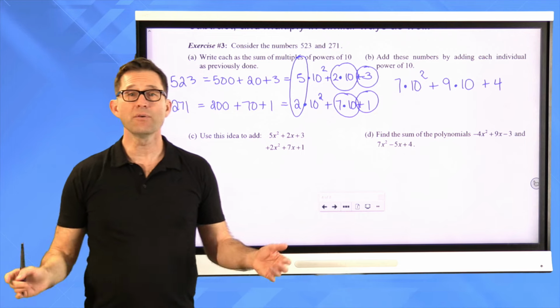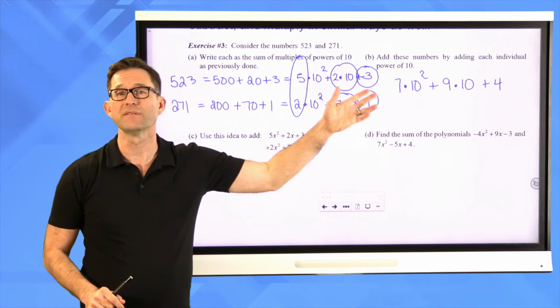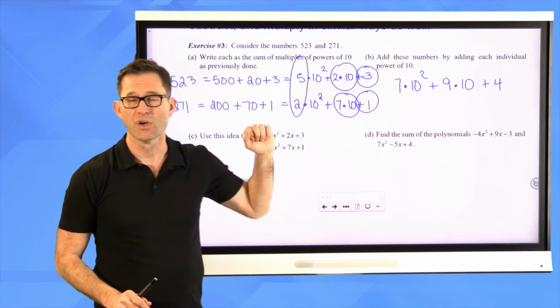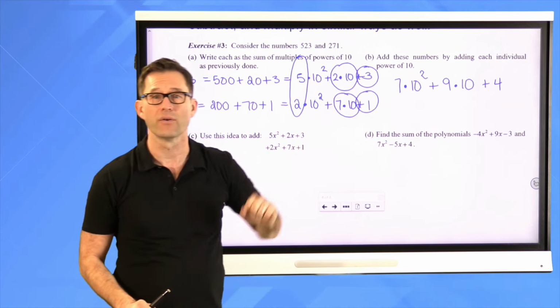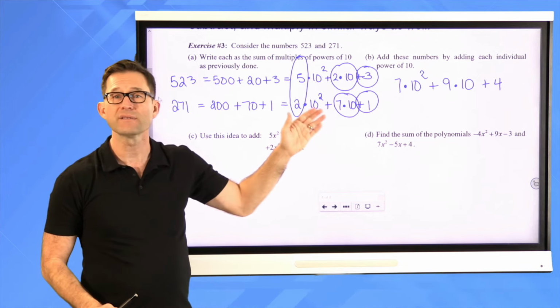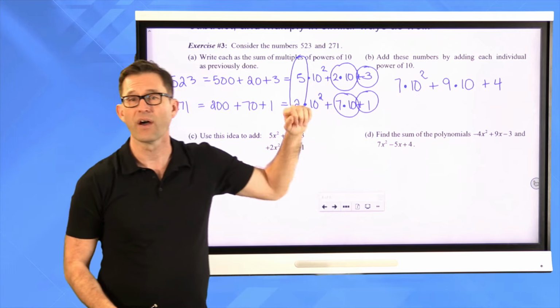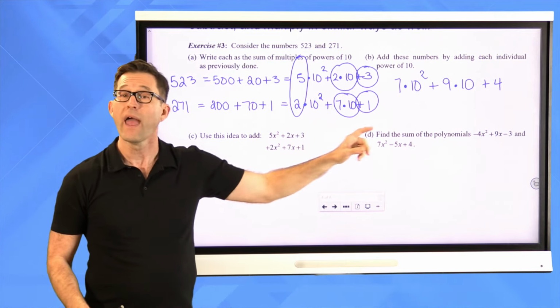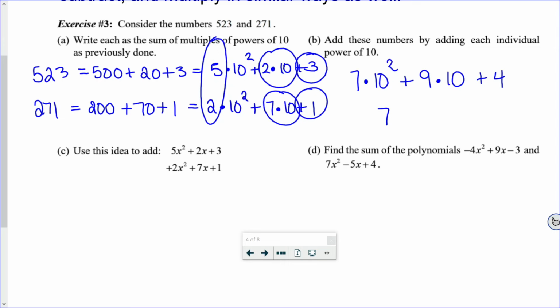So I'm just keeping track of how many hundreds do I have, how many tens do I have, and how many single digits do I have. So since I have 5 hundreds and 2 hundreds, when I add them together, I have 7 hundreds. I have 2 tens and 7 tens. When I add them together, I have 9 tens. And finally, 3 and 1 gives me 4. And of course, then I can say, well, but that's actually the number 794.